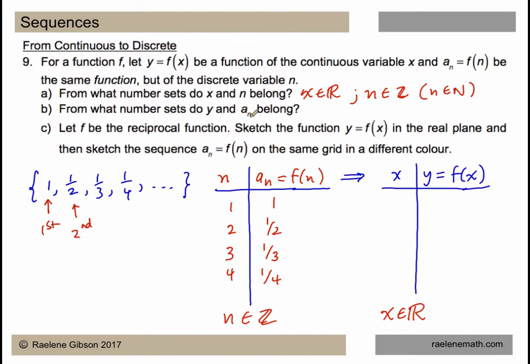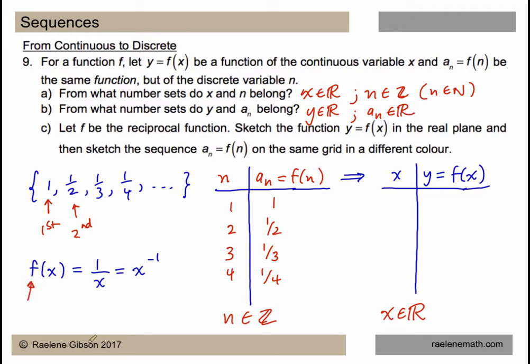Meanwhile, y and a sub n are the outputs of a function, and so y is also contained in the reals, and it might be easy to think that a sub n, the output, has to also belong to the integers, but it doesn't. For example, if we consider the function f of x to be the reciprocal function, so f is the reciprocation, or 1 over, or raising to the exponent of -1, we know that even if we started off with inputs that are whole numbers, the outputs are not also whole numbers or integers. So a sub n does not also have to be an integer like the input is.